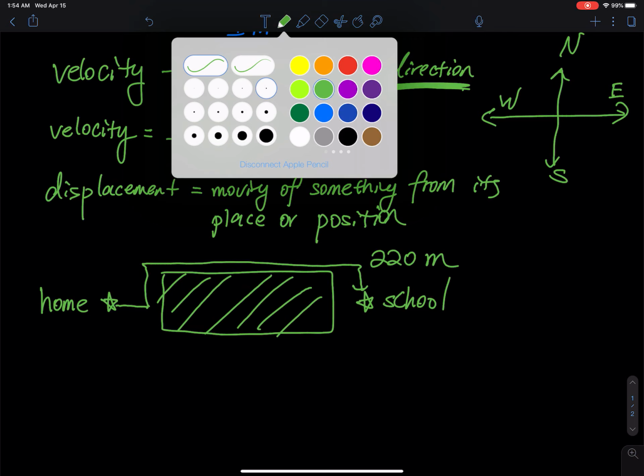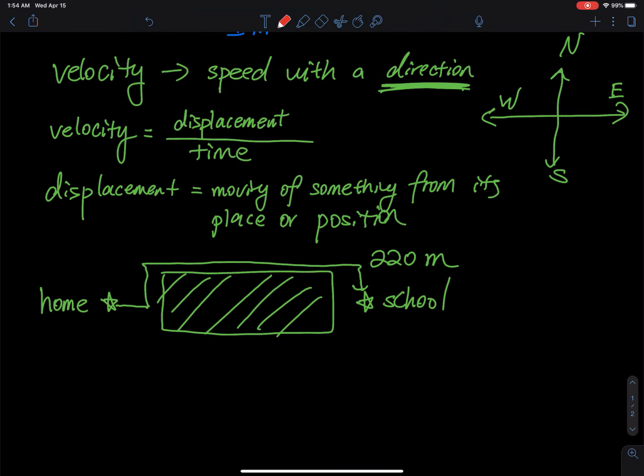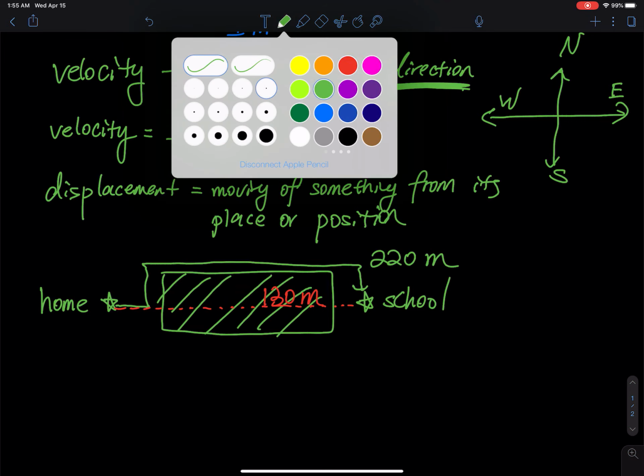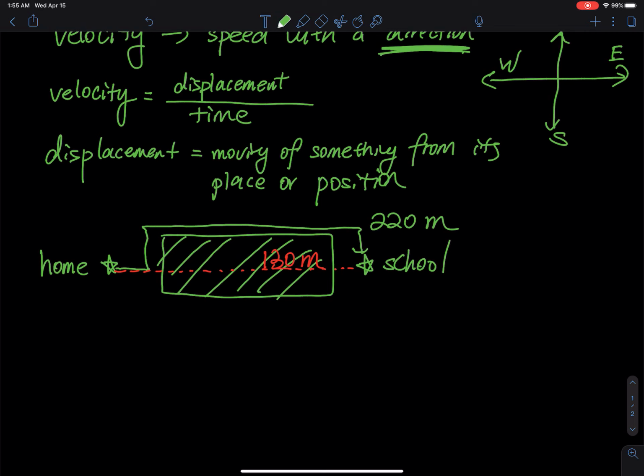For displacement, let me use some other colors. Let's say you are able to go through the building, the distance between your home and school. So let's draw a distance right here. Let's say you can go through the building. The actual distance is 130 meters. We will be using both numbers. So let's use the green one, the 220. What is your speed? So let's say in 220 meters, how much time do you need? You spend 100 seconds to go to school.